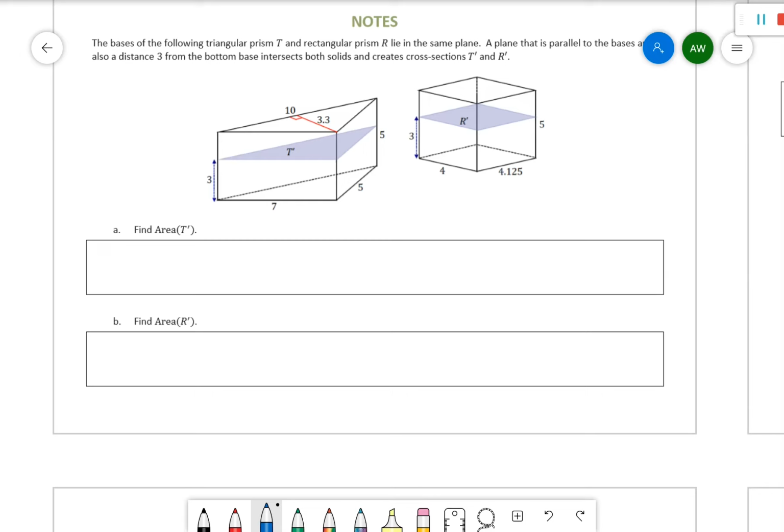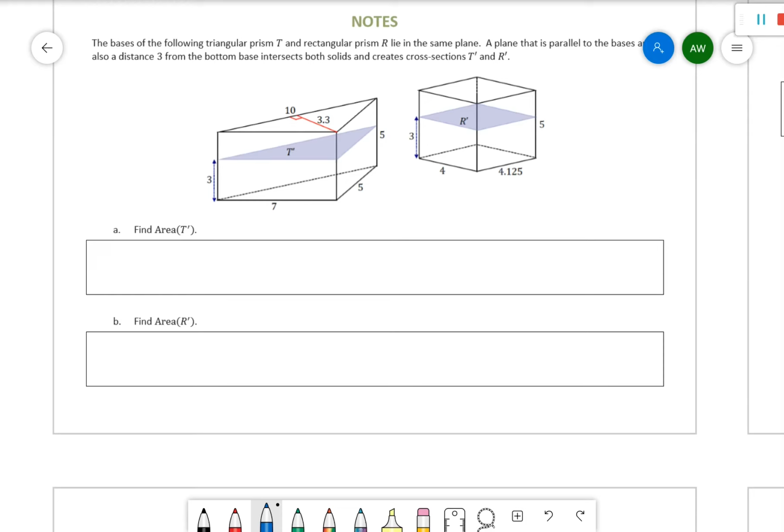These first couple of questions are actually questions that you are capable of answering by yourself. So this first question says, the bases of the following triangular prism T and rectangular prism R lie in the same plane. So that means that these two objects here, this triangular prism and this rectangular prism, the way that they're lined up is like they're sitting on a table right next to each other, right? They're on the same level. They start at the same height.